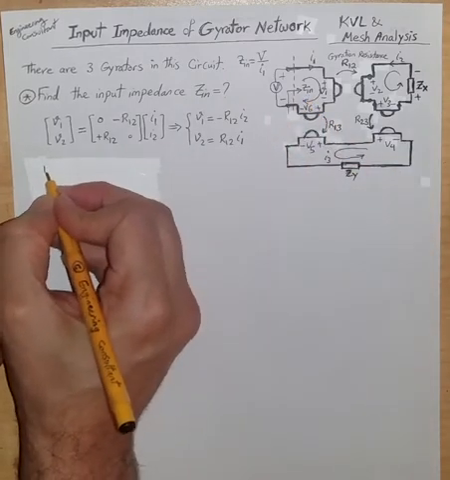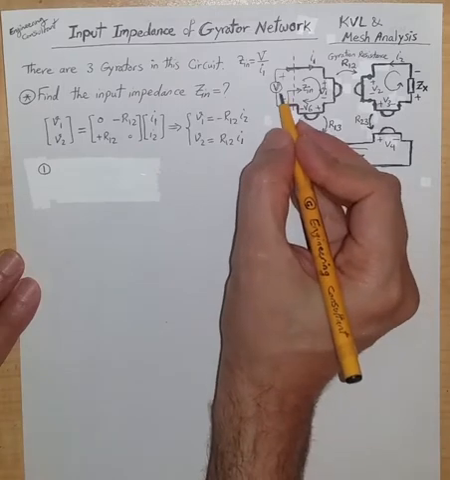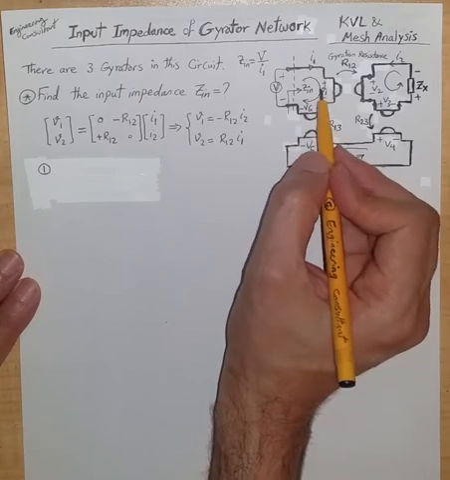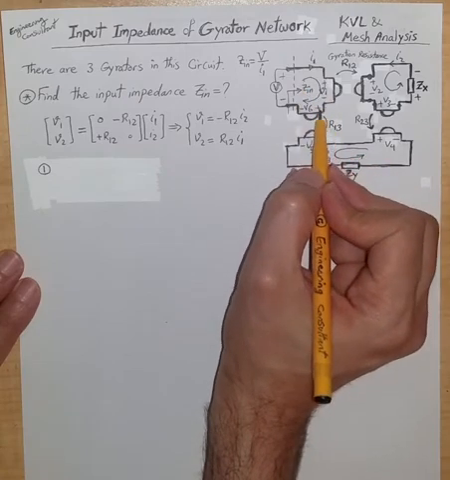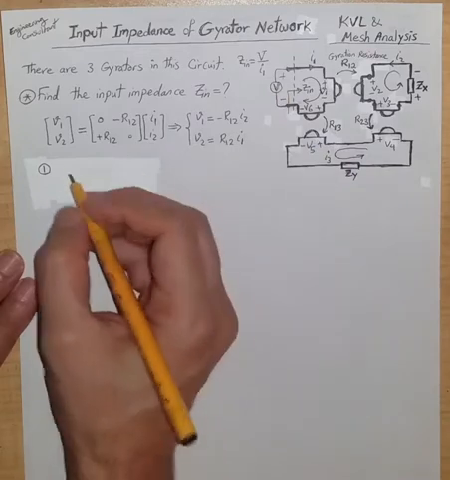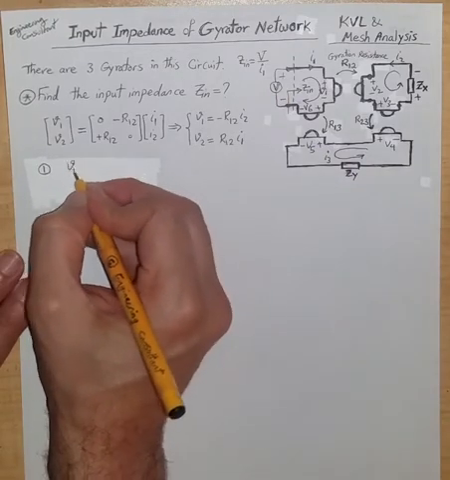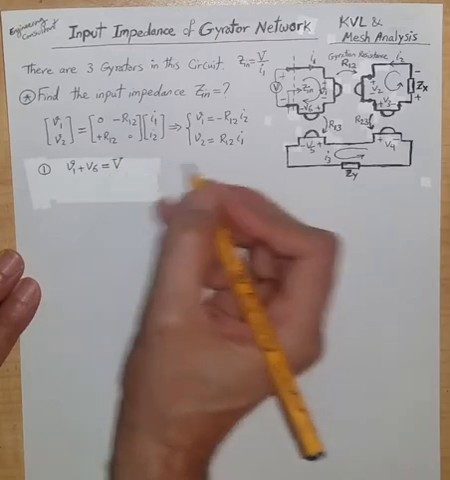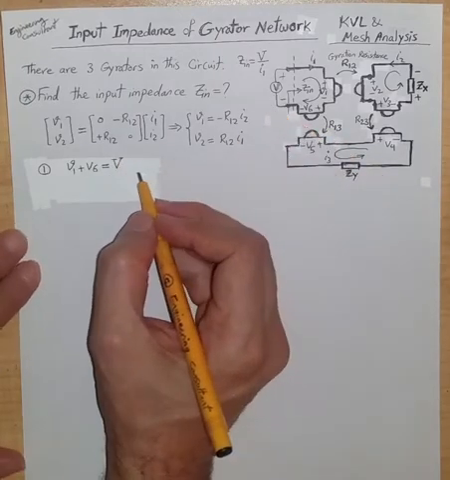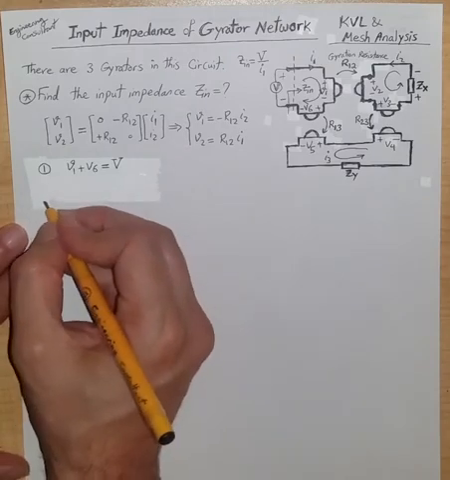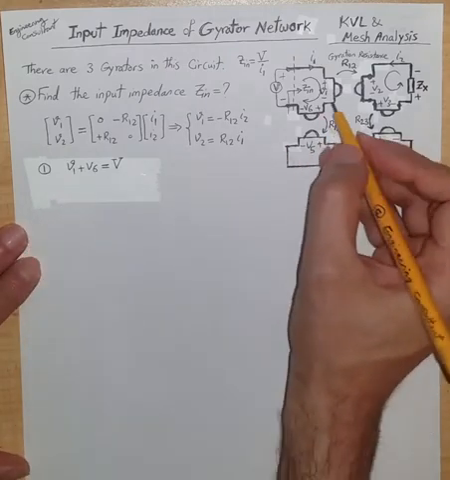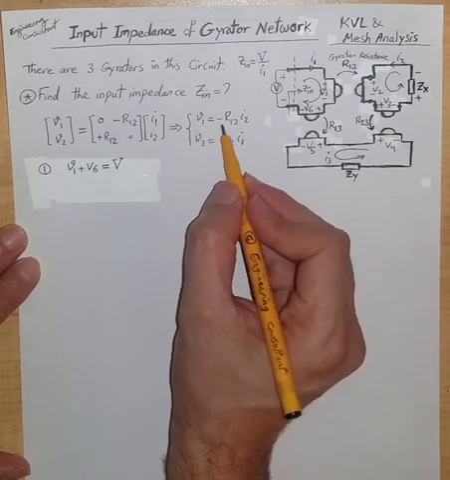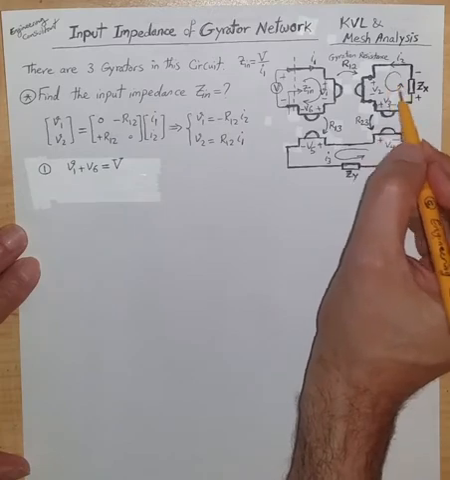In loop number one, we have the current I1 looping, and we have V1 plus V6 should be equal to V. So we can write down V1 plus V6 should be equal to voltage V. V is a known voltage we apply. For this V1, we are going to use this known relationship. So V1 is minus R12 times I2. I2 is the current in the second loop.